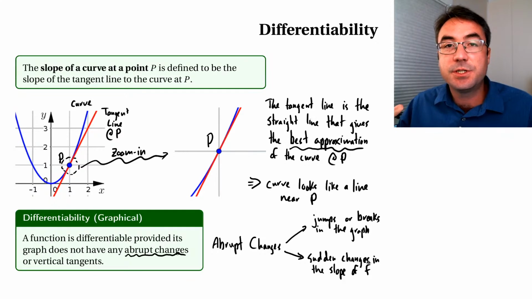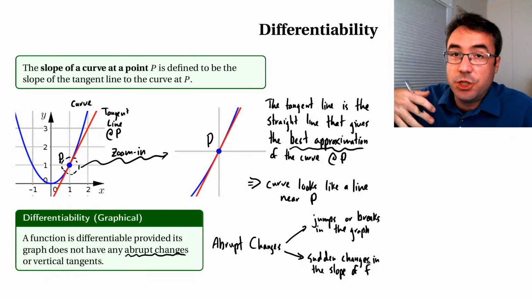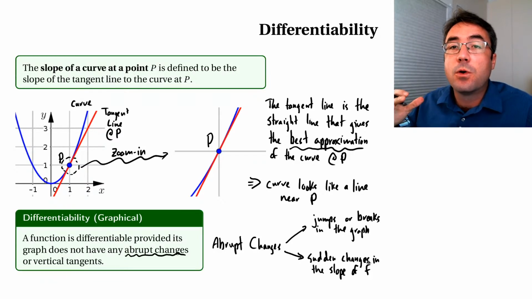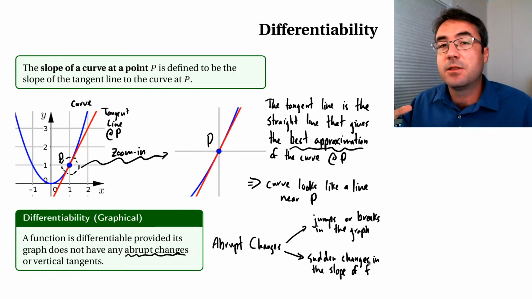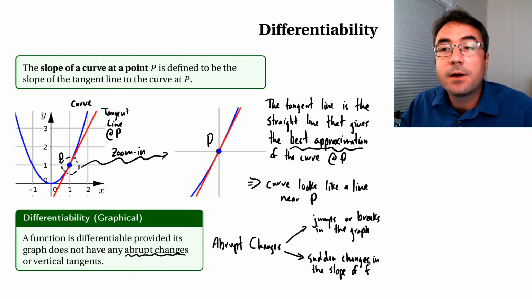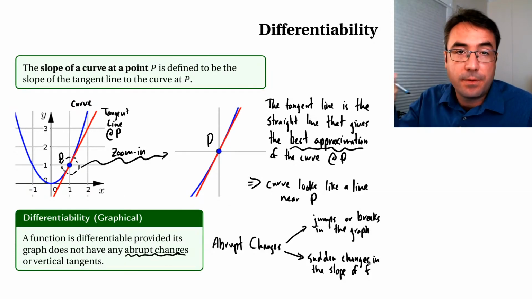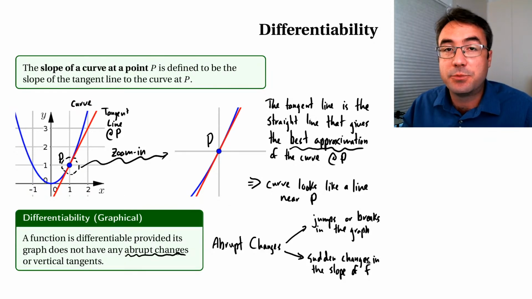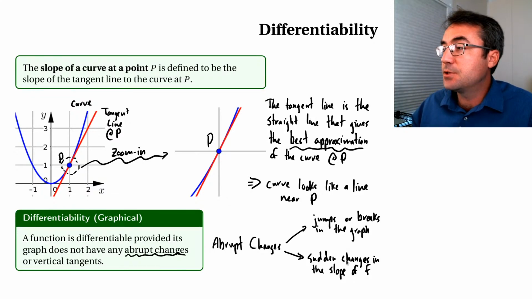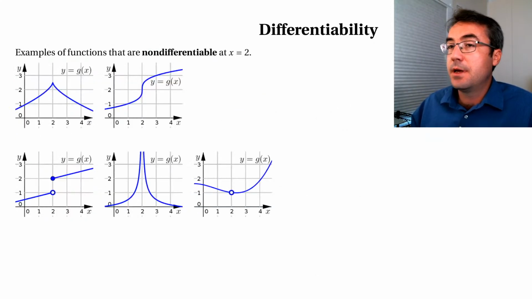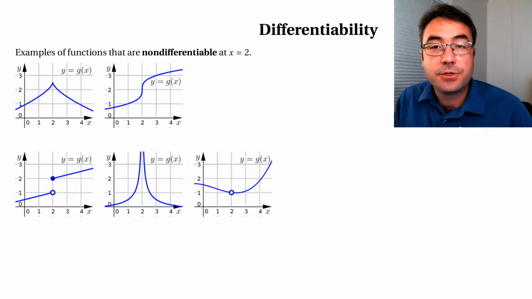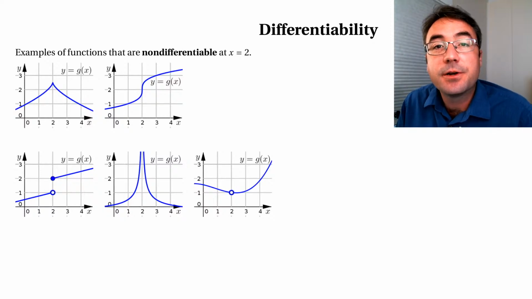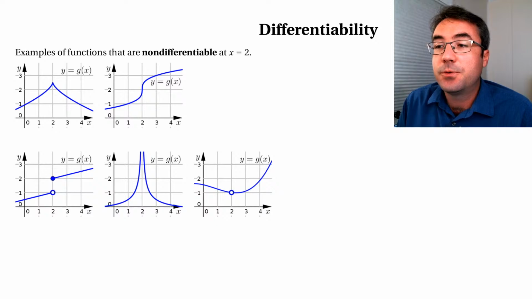So abrupt changes, we can think of them very abrupt as just a sudden jump or a break in the graph, or maybe something a little more subtle where our slope just had an abrupt change. And graphically, there's just a few types here to consider. And so we're given 5 graphs here, and all of these are non-differentiable at x equals 2.